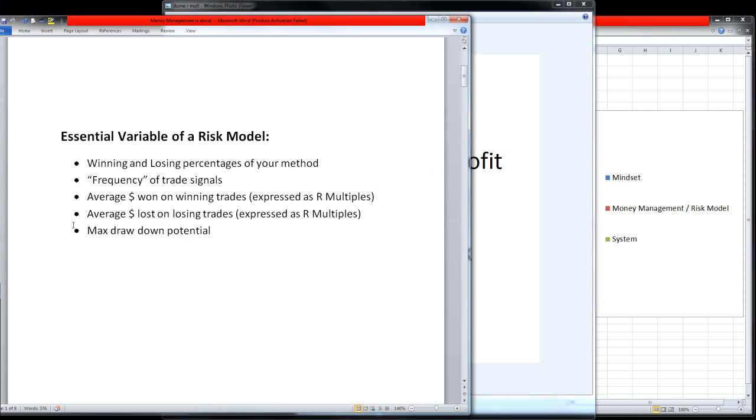Okay, so what's your average win when you do win, what's your average loser when you lose, and this I'll be expanding on more in a sec. And then max drawdown potential. We'll discuss this at the end, but really it's about understanding before it happens what your potential worst case scenario is.